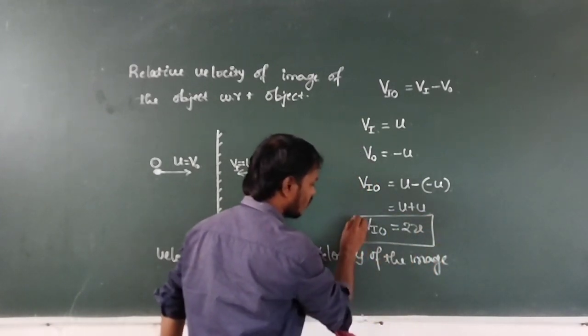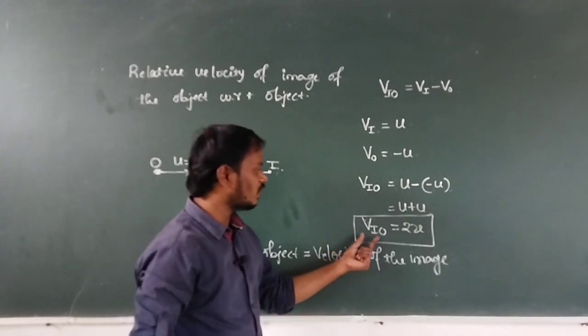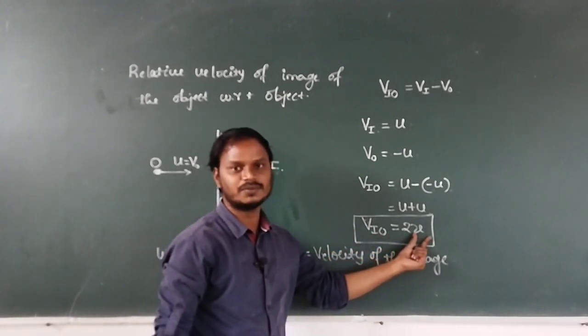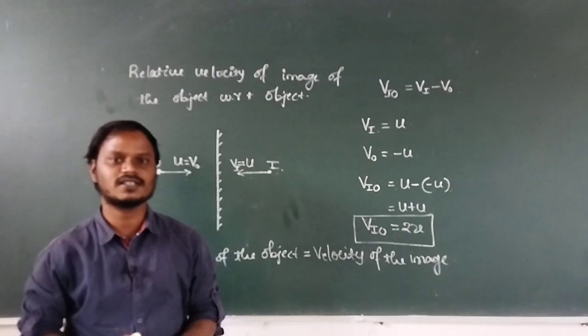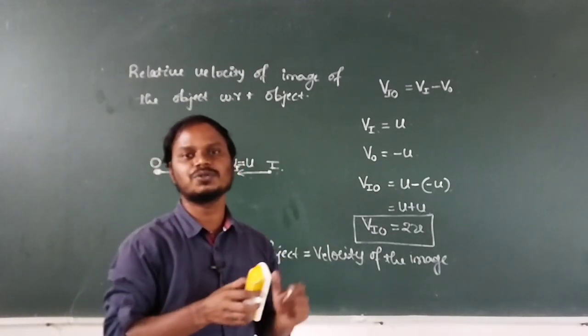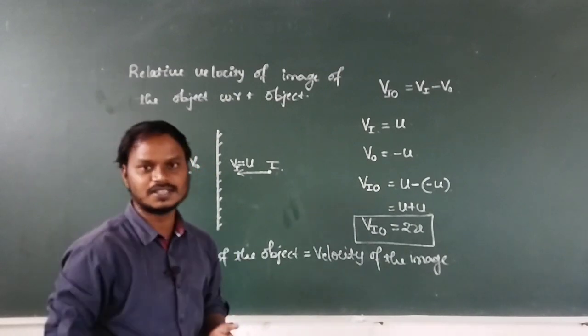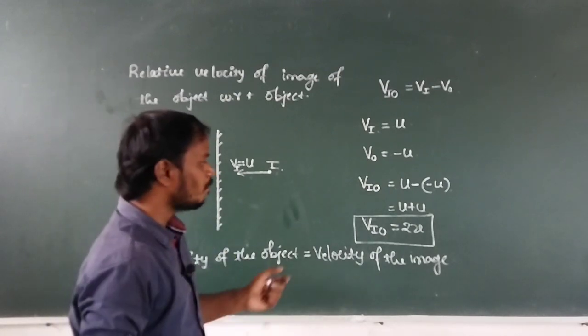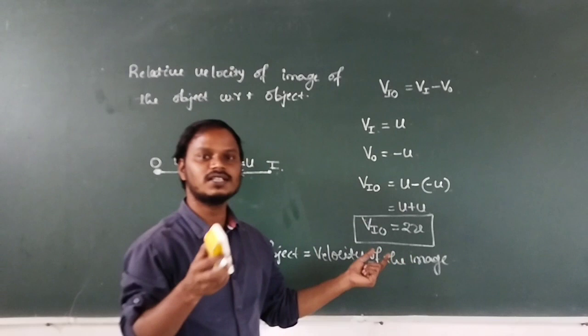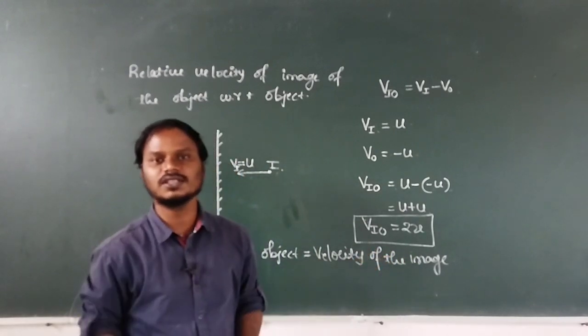So the velocity of the image with respect to the object is 2 times the velocity of the object. For example, let us consider that an object moves towards the plane mirror with a velocity of 15 meter per second, or a speed of 15 meter per second. Then what is the velocity of the image of the object with respect to the object?